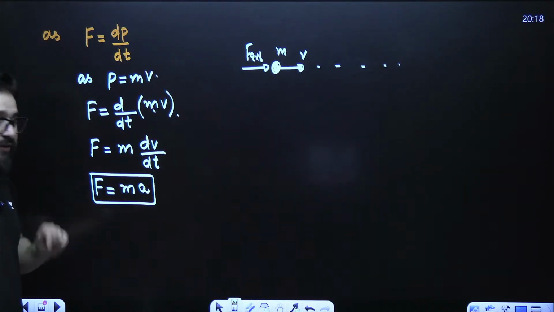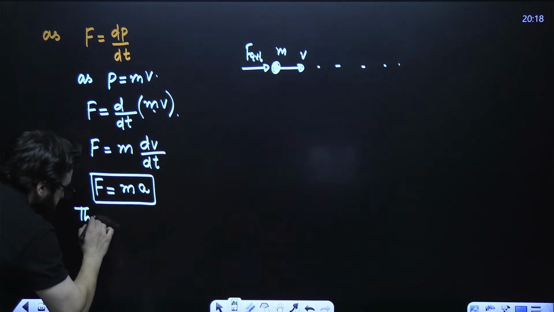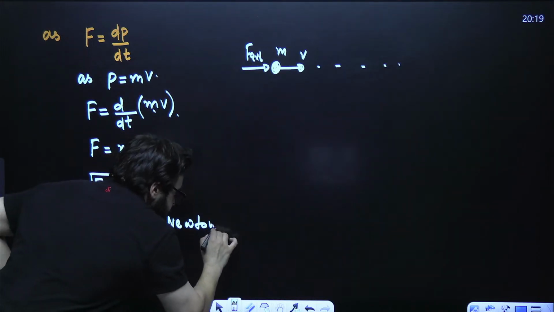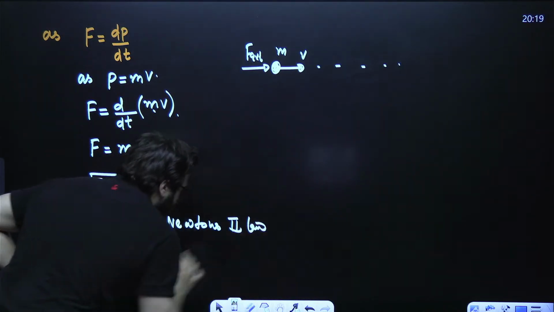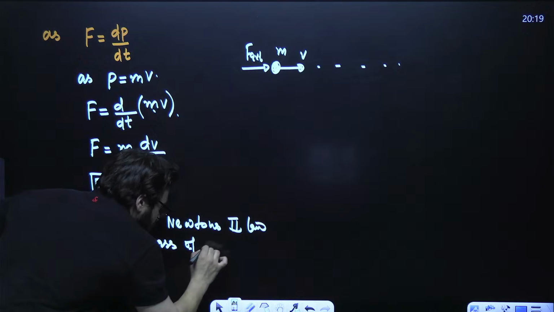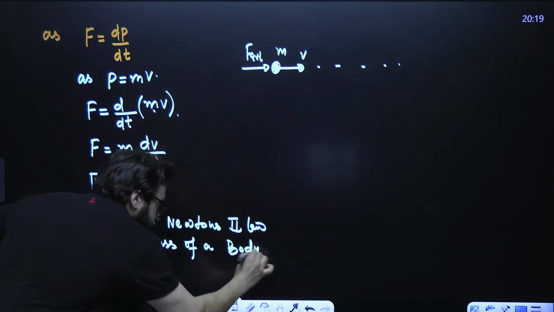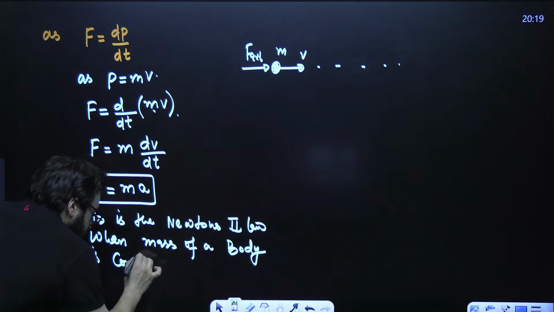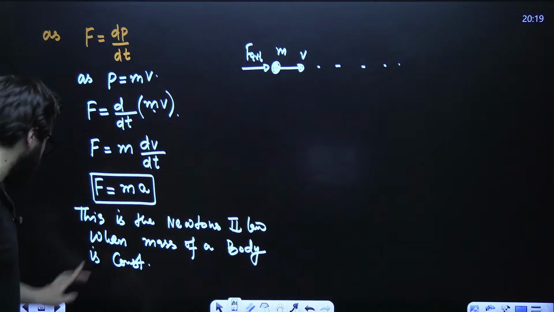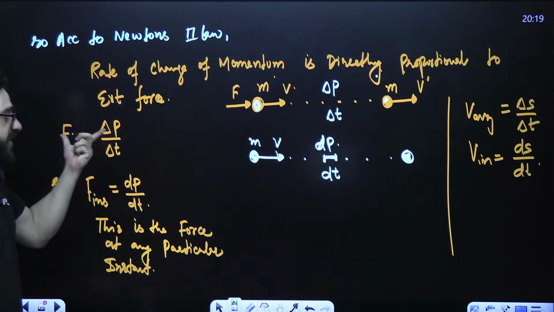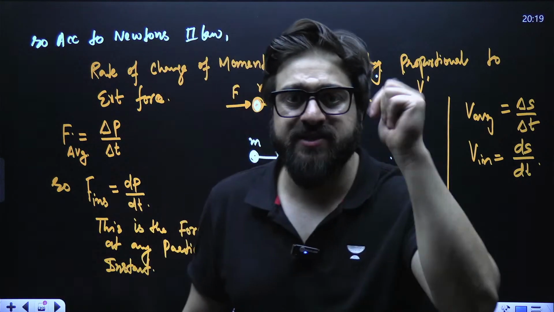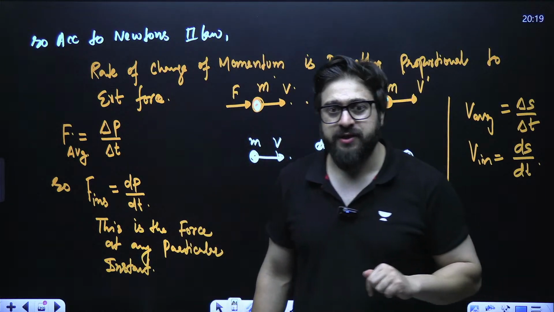So we say force is equal to mass into acceleration. This is Newton's second law when mass of a body is constant. Guys, if mass of a body is constant, then only this is applicable. Otherwise, the general form is Newton's second law, which is applicable everywhere, even if the mass is not constant.